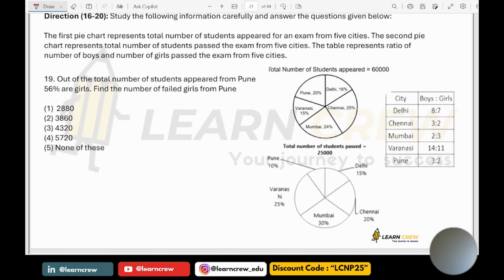Next, out of the total number of students appeared from Pune, 56% are girls. So Pune 20% of 60,000, which is 12,000. Out of 12,000, 56% is 6,720 are girls. Find the number of failed girls from Pune. So total number of passed from Pune is 10% of 25,000, which is 2,500. And Pune passed is the ratio 3:2. So 5 parts is 2500, each part is 500, 2 parts is 1000. So girls passed is 1000 out of 6720. So failed are remaining 5720. Now, next question.